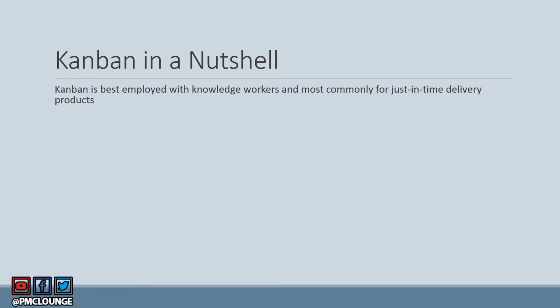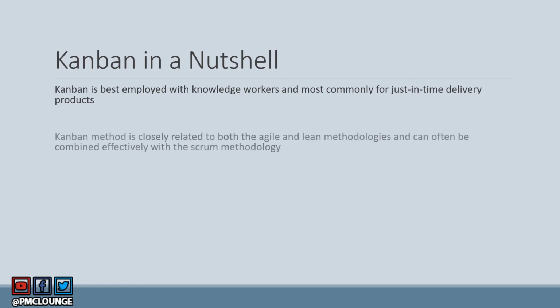In a nutshell, Kanban is best employed with knowledge workers and it is most commonly used for just-in-time delivery products. Do you know about JIT, just-in-time delivery products? This is where Kanban is used. Kanban method is closely related to both Agile and Lean methodologies. So this is related to both and can often be combined effectively with the Scrum methodology.